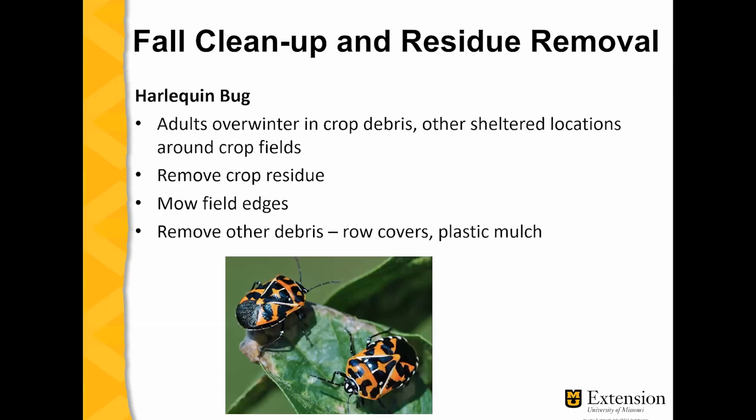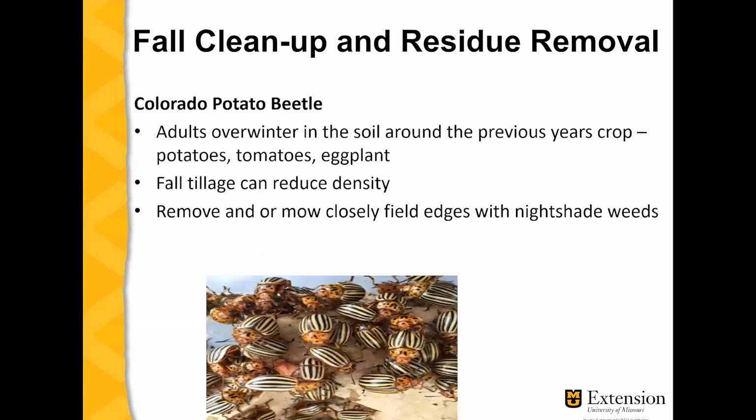The harlequin bug, also a pest of brassica crops, overwinters in the field as an adult in crop debris or other sheltered locations. Again, you'll want to remove crop residue, mow field edges, and remove other debris in the field that could provide an overwintering site.